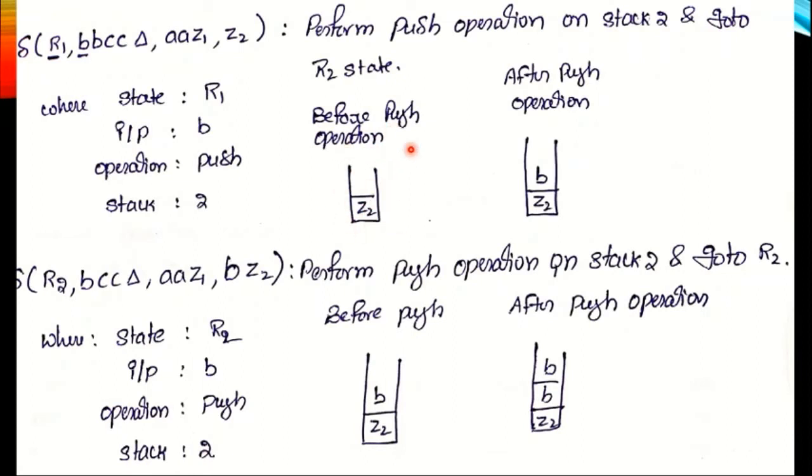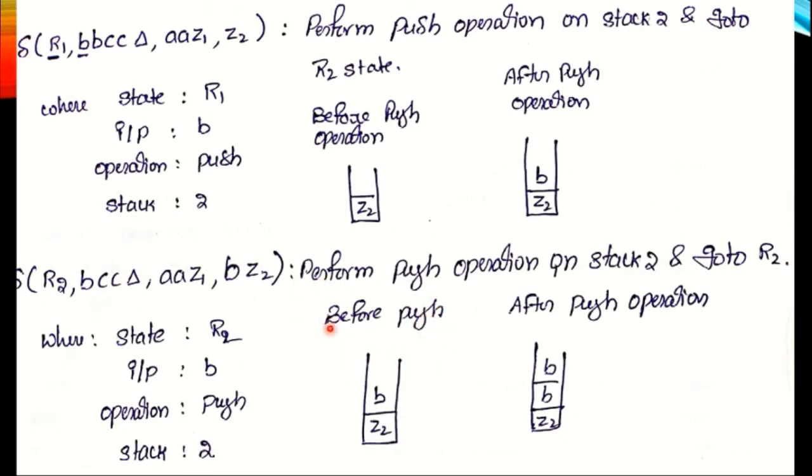So now we are performing the push operation into stack 2. B will be pushed into the stack. That's why after performing the push operation, the stack configuration is B Z2. Now going to state R2. The current state is R2 and the current input is B, and we perform a push operation and then go to the same state, and this push operation is performed on stack 2. So now we perform the push operation on stack 2 and go to R2, the same state.